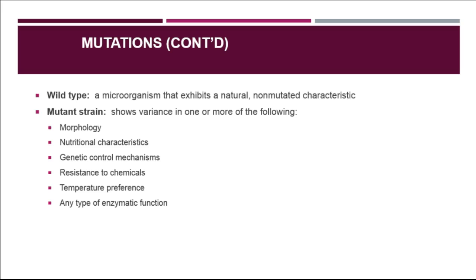So they have a different morphology, different appearance in structure or arrangement. They have different nutritional characteristics. They have different genetic control mechanisms. They show resistance to certain chemicals. Their temperature preference has changed, or there is a change to any type of enzymatic function. We would call these mutant strains from the wild type strain.